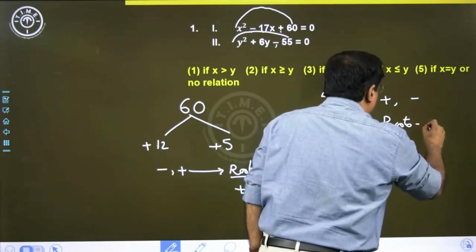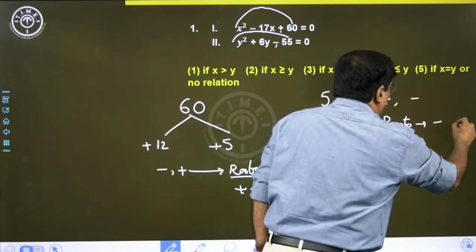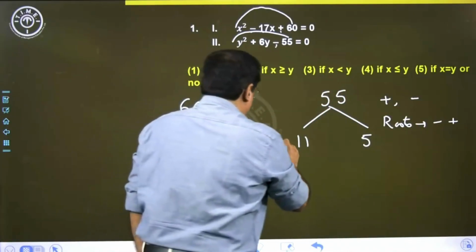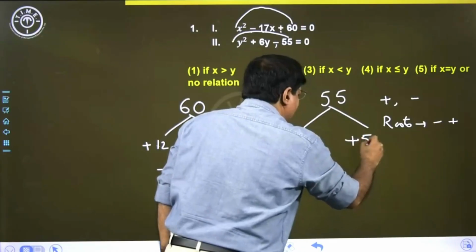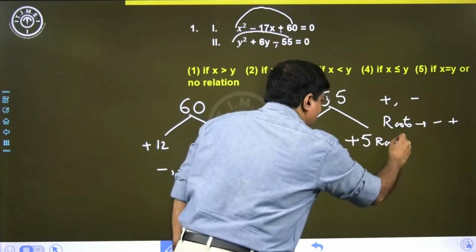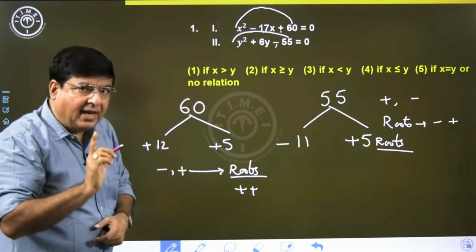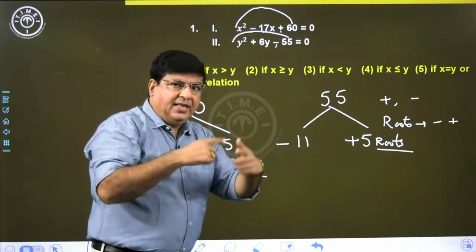The sign of the roots will be minus and plus. So this is minus, this is plus. These are the roots. Don't change the sign again. We have taken care of the sign in the sign rule.